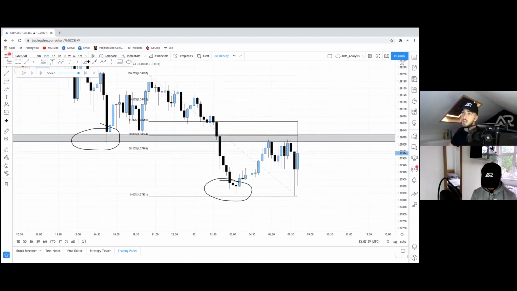And you can see earlier, previous sellers are probably getting into the market too early here. So all this was doing, this isn't where the orders were. Price had come up to grab orders at the 61.8. So that was our trigger to get into the market.